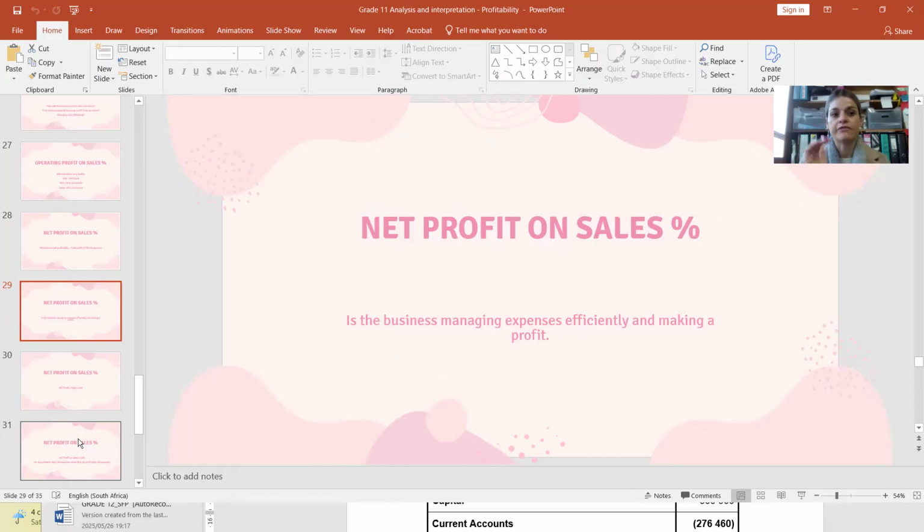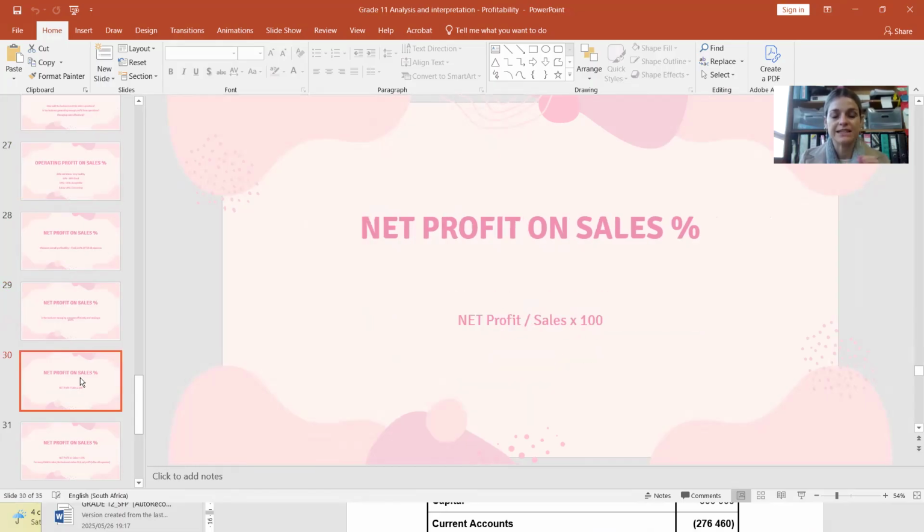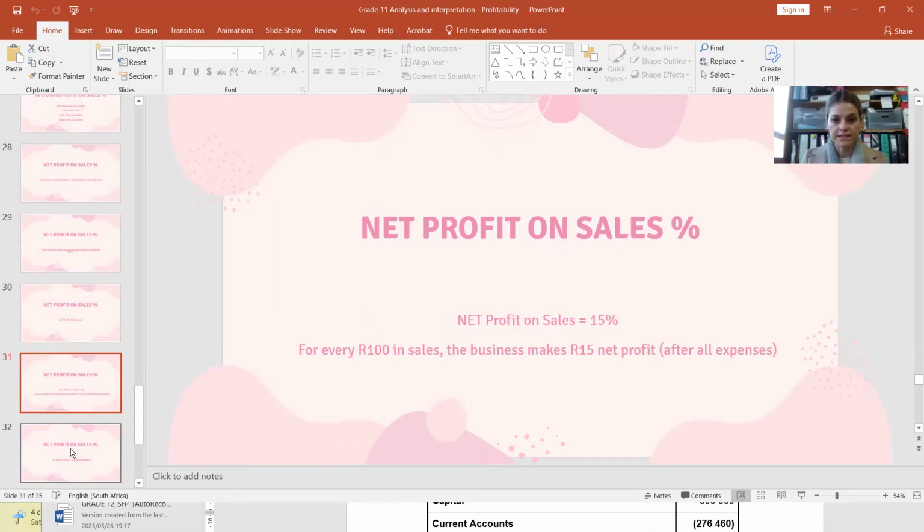So if I have an operating profit of, let's say, 30%, then when I get to my net profit, it is 10%. 20% of my sales are going towards loans, interest on loans. That's not good. It is concerning. You should pay off your loans. Okay, so that's the difference between the operating and the net profit on sales.